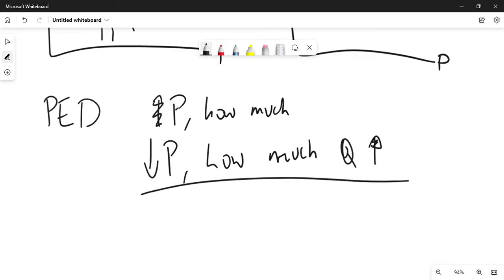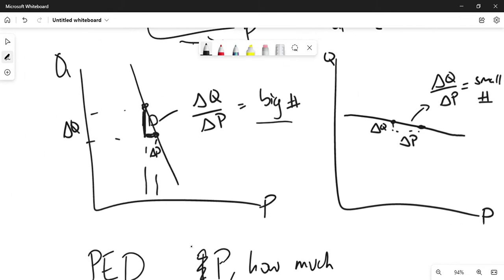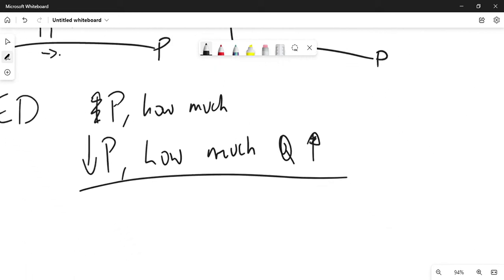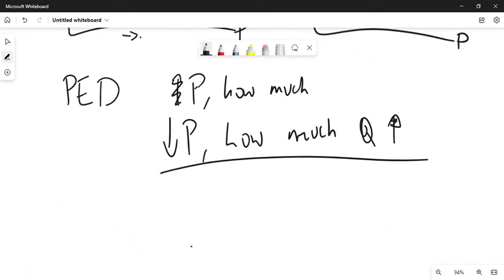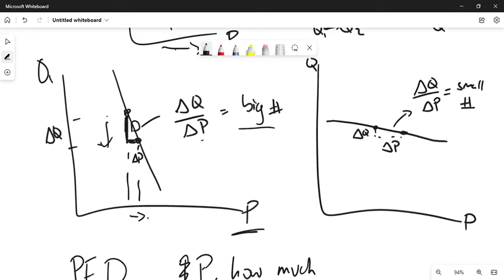Now you might think we can just use the slope for this number, right? Because if you change the P by this amount, you can increase or decrease the quantity by this much, and that makes sense. But the thing about slope is that it doesn't take into consideration the actual values. It's only a difference over a difference.